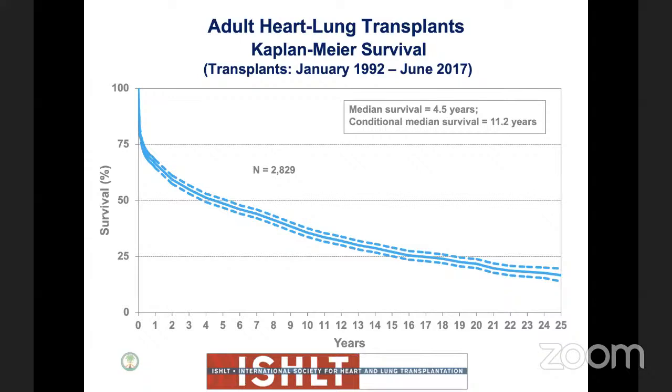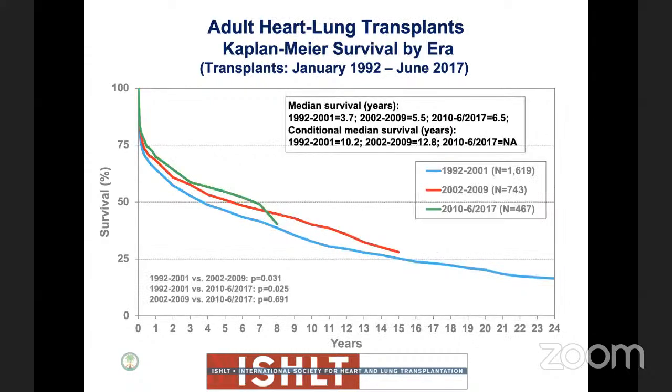The median survival in lung transplantation is higher, but the reason for that is that there is the initial drop-off here that lung transplantation doesn't have. The conditional median survival is pretty much the same, 11.2 years, and indeed long-term, lung transplantation survival is mainly dictated by lung function and bronchiolitis obliterans syndrome, or CLAD nowadays.